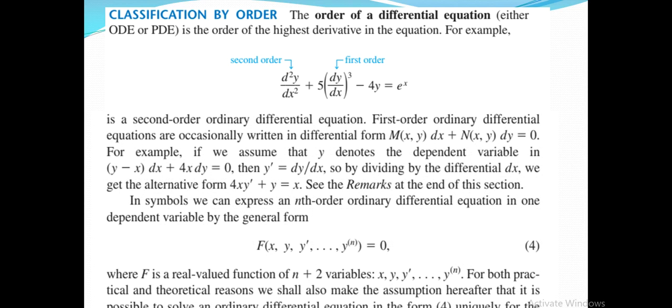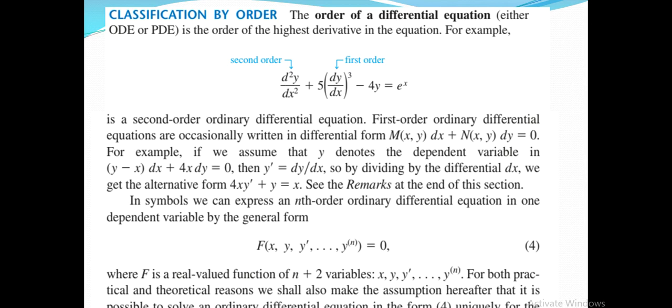A first order differential equation is written in differential form as M(x,y)dx + N(x,y)dy = 0. This is a first order equation, as you can see. I can take an example: (y − x)dx + 4x dy = 0. This is a first order equation, and we can write it in the form with y dash, where y dash is dy/dx, and so on. Also here, 4xy′ + y = x is also a first order equation.